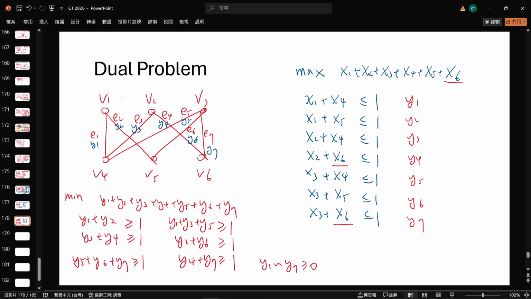Then we look at the constraint. Sorry, let's first look at the objective function. The objective function is to minimize the sum of all the variables. It means we want to choose the minimum number of edges, so I want to minimize the chosen edges. That's the physical meaning.